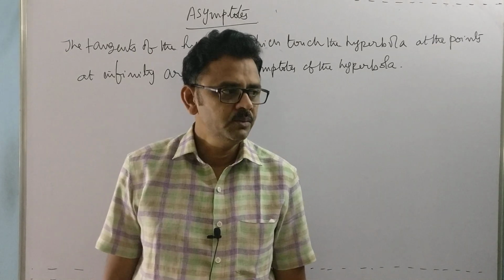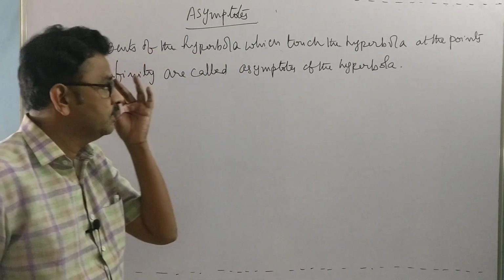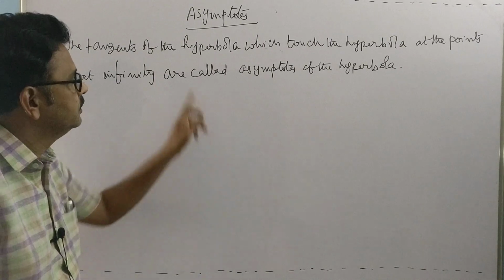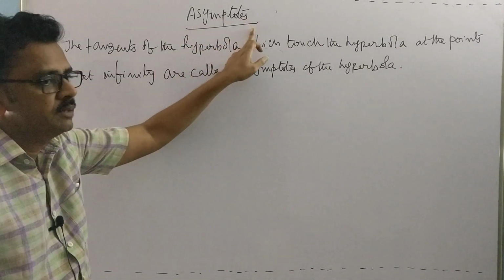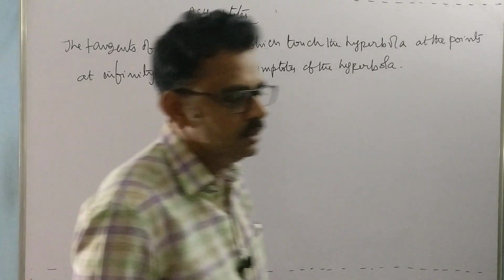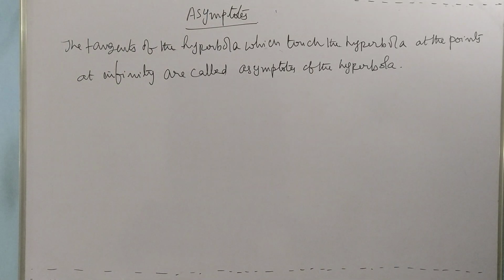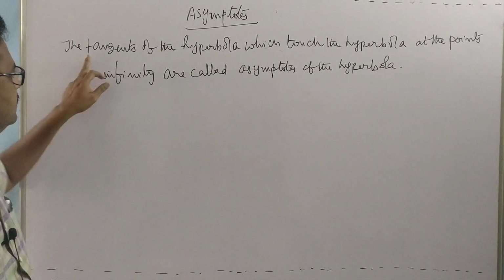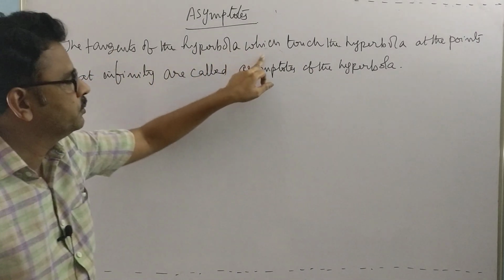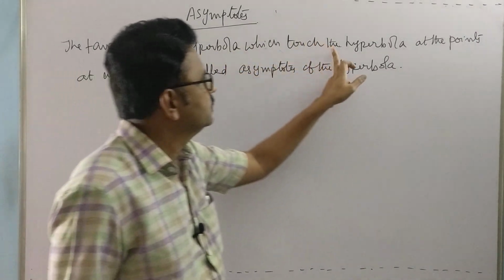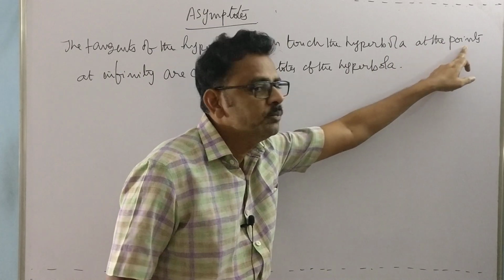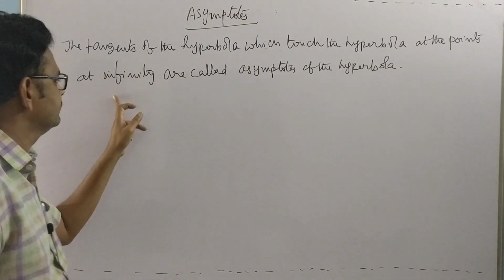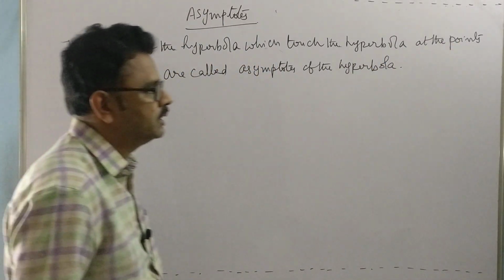Hi students, good morning. In the hyperbola, the new topic is asymptotes of the hyperbola. Asymptotes means the tangents to the hyperbola which touch the hyperbola at the points at infinity are called asymptotes of the hyperbola.